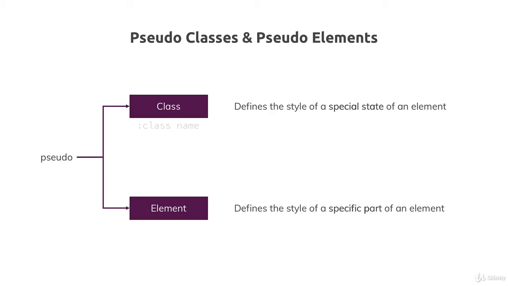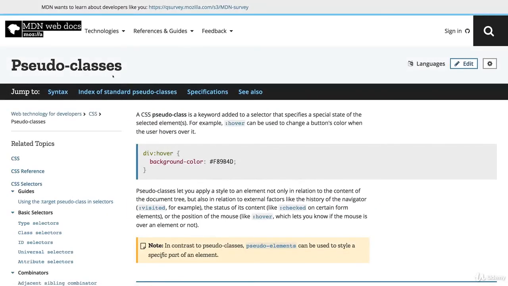Pseudo classes are defined with a single colon and then the class name, like hover or active. And pseudo elements are defined by adding two colons and then the element name. And it's about the state versus the part. That's the difference. Now, you can see a list of available pseudo classes on MDN.